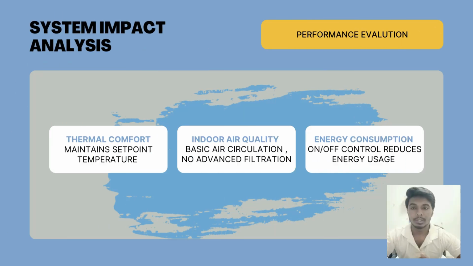Evaluation. The simple thermostat control acts as the control brain, maintaining thermal comfort by cycling the compressor and fan to reach and hold the desired temperature. The system's blower fan motor provides basic ventilation, contributing to indoor air quality through air circulation, though advanced filtration or fresh air intake control is not explicitly included. By turning the system on and off based on room temperature, the thermostat reduces energy consumption by preventing continuous operation, primarily achieving savings through intermittent use.